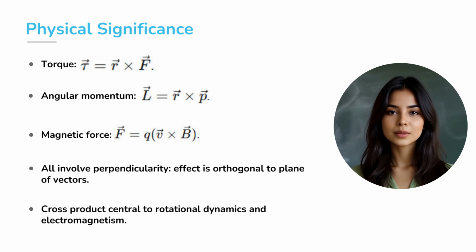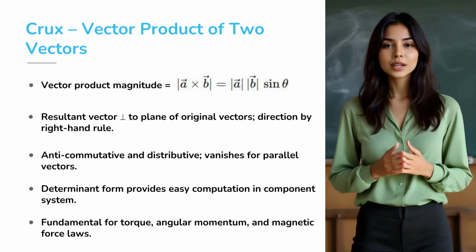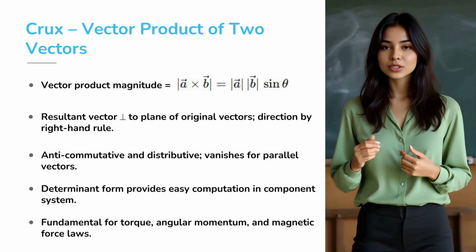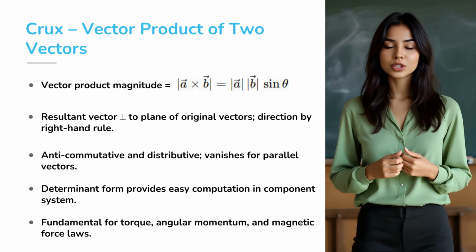Notice the common theme. The result is always perpendicular to the original vectors. That's why the cross product is indispensable for describing rotational and magnetic effects. So to summarize, the vector product gives us a vector whose magnitude is AB sine theta and whose direction is perpendicular to both original vectors.